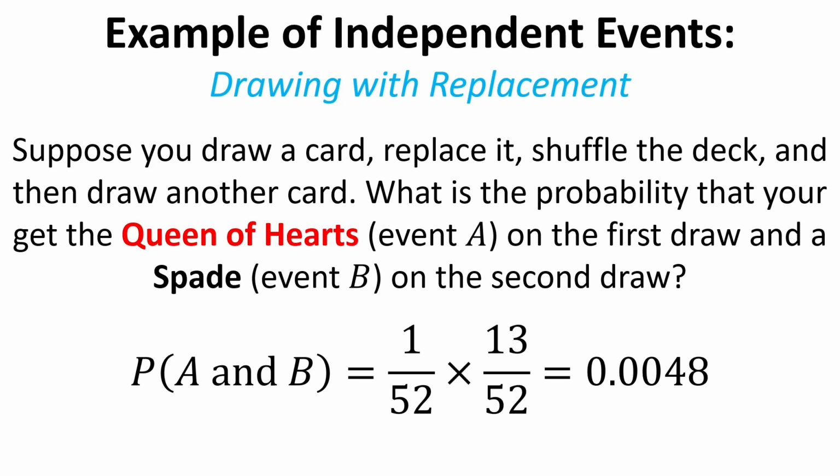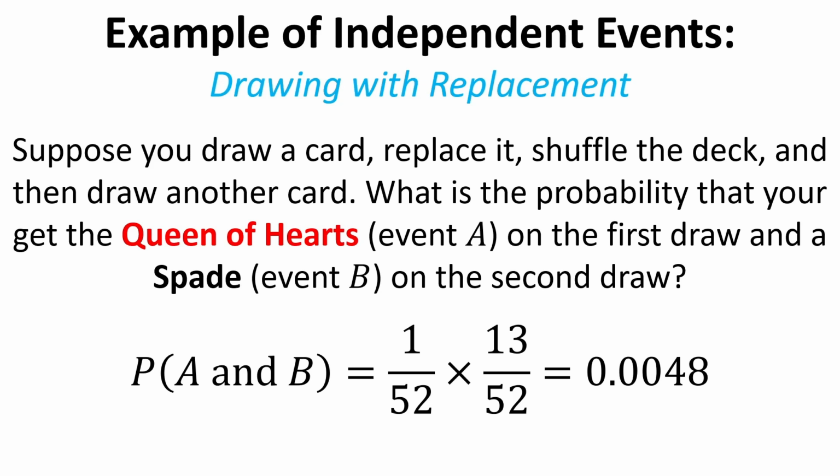The probability you draw a spade is 13 out of 52. And so because these events are independent, the probability that you first draw Queen of Hearts and then you draw a spade, it's just a product. So it's 1 over 52 times 13 over 52. It's approximately 1/2 of 1%, a very small probability.